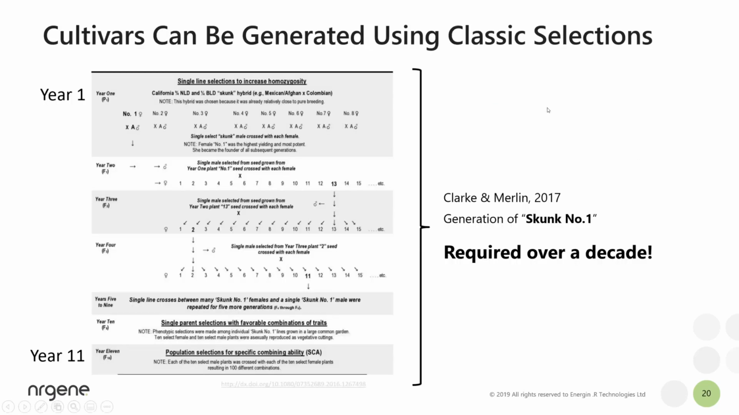Now, do you need genomics for breeding? No. This is kind of a surprise coming from a genomics company, but cultivars have been generated without using genomics, using classical selections, and this is an example from Clark and Merlin 2017. The generation of Skunk number 1, a high quality recreational cultivar, I would say. There's a nice breeding scheme and an effective selection program. As you can see, starting from year 1 to year 11, this required over a decade. The cannabis industry does not have this time.